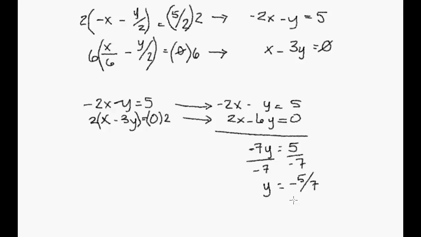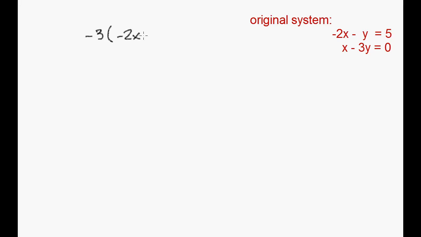All right, so to find x, we could replace y with minus 5 sevenths in one of the equations with two variables. Instead, let's go back to the simplified system and multiply by appropriate factors to eliminate the variable y and solve for x. So to do this, we multiply the first equation by minus 3, okay? So I'm going to go ahead and clear this out, and then we'll do that. So minus 3 times minus 2x minus y.